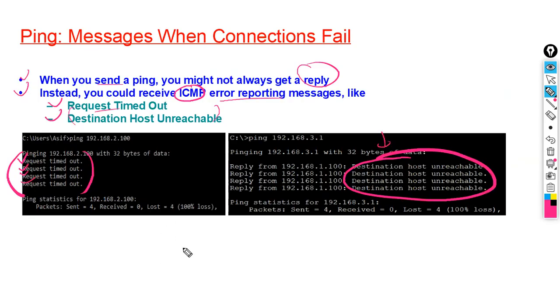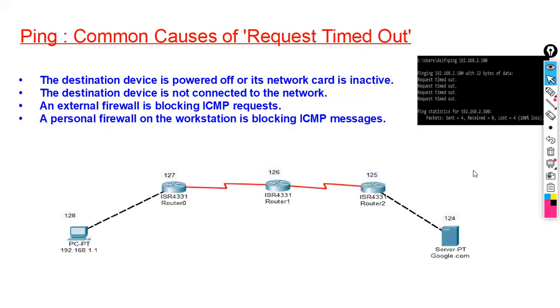Let us try to understand when we get the request timed out message and when we get the destination host unreachable message. The first possible reason for getting this request timed out message: let us say we are pinging google.com, just as an example, and we are getting request timed out, which means this Google server is down. It is powered off. You need to check whether it is powered off or powered on. If it is powered off, you need to turn it on. This is the first possible reason for getting the request timed out message.